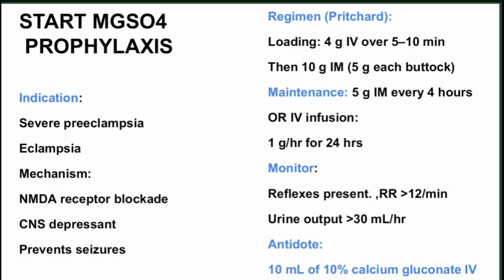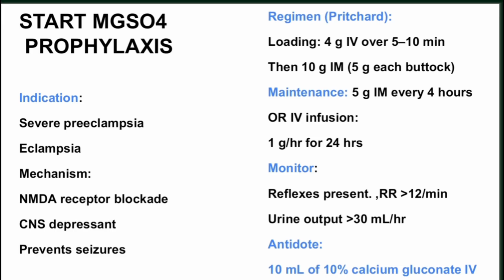Okay, and we give a loading dose. We give a total dose of 14 grams, but for the loading dose we start with 4 grams of 20% IV over 5 to 10 minutes, and then 10 grams IM on each alternate buttock, at least 4 hourly apart. So 5 grams IM every 4 hours, on each alternate buttock, to make a total of 14 grams.